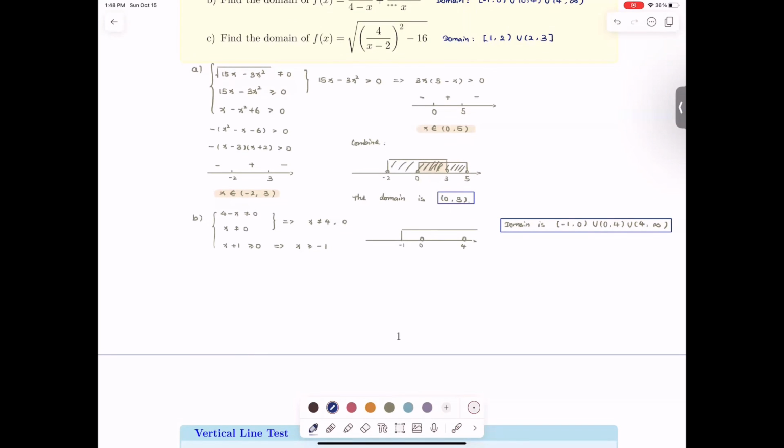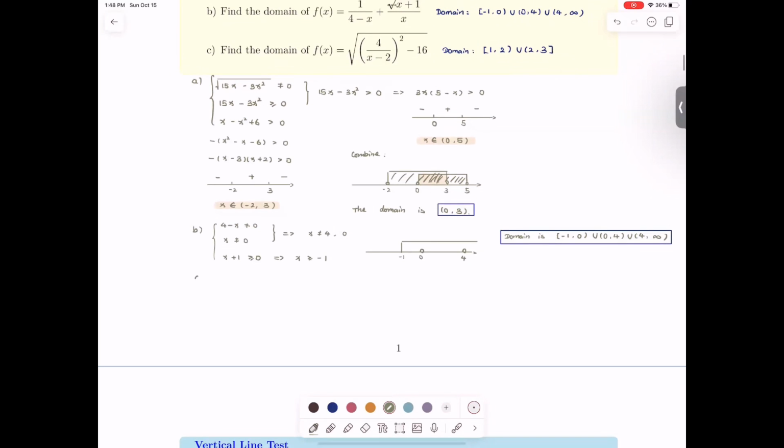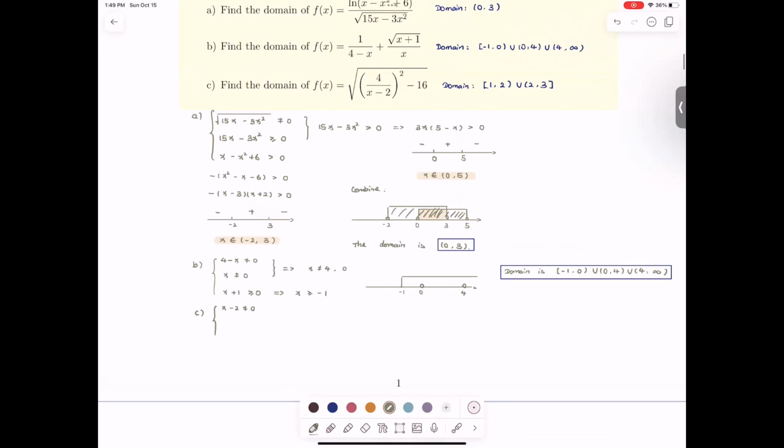C, okay, let's do C. Again, is there a denominator? Yes, we have a denominator, right? Do you guys see it? We have a denominator here, this cannot be 0, so x minus 2 cannot be 0. Now check, for this, do you plug in values? Yes, that's all I did. I plug in values, for example, this one, right?